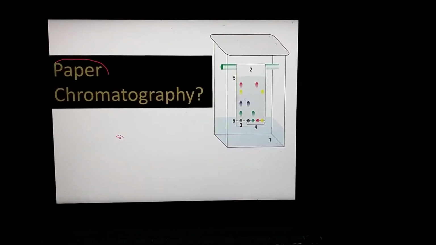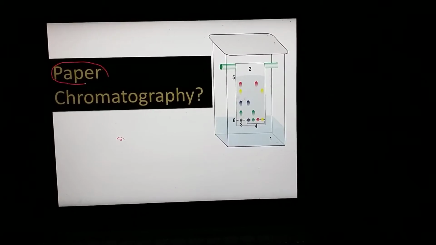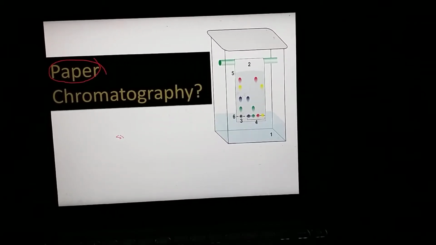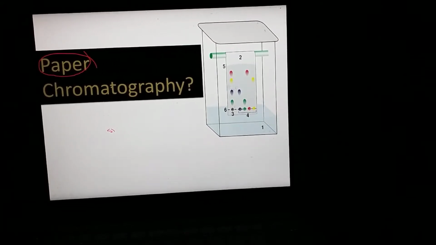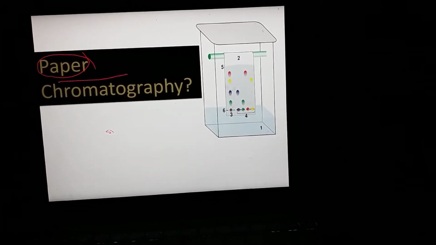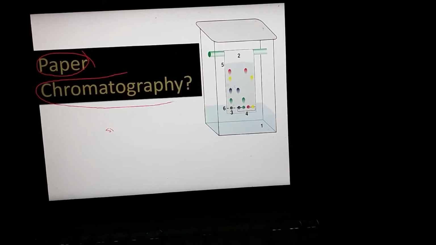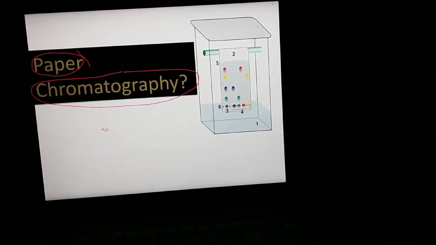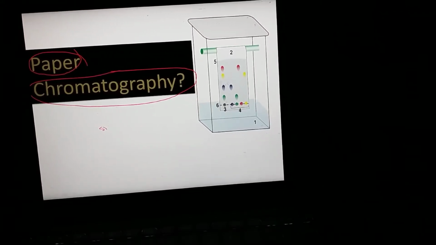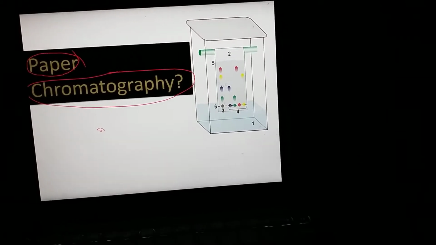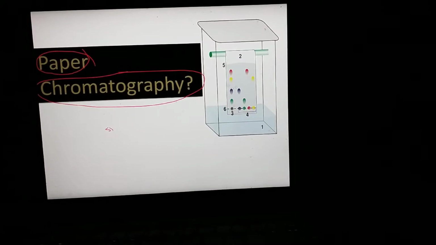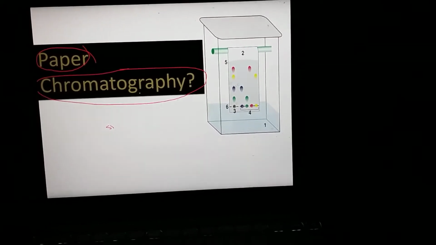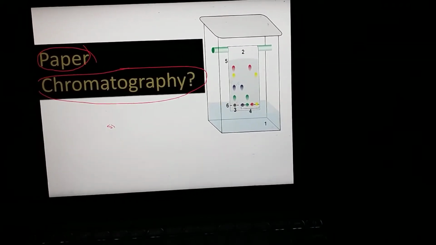Today we are going to discuss paper chromatography. There are two terms involved here, paper and chromatography. In this, paper is used for the experiment. Chromatography means any technique by which you can isolate individual compounds from a mixture of compounds. So it is simply paper chromatography.